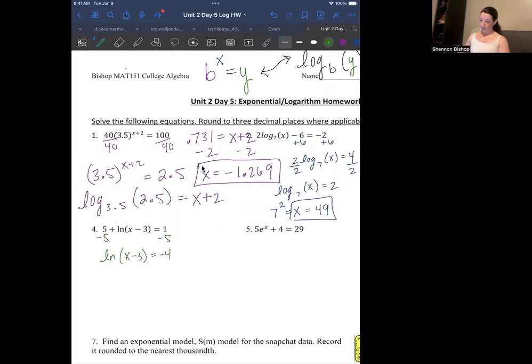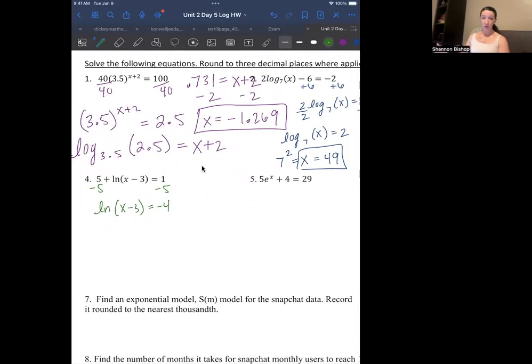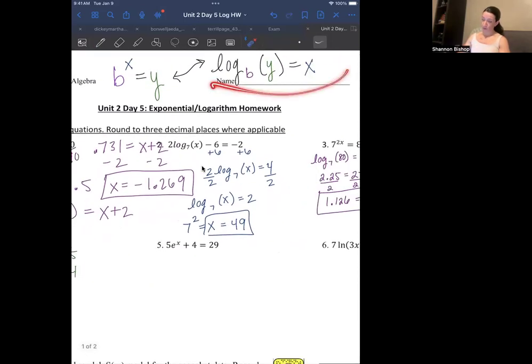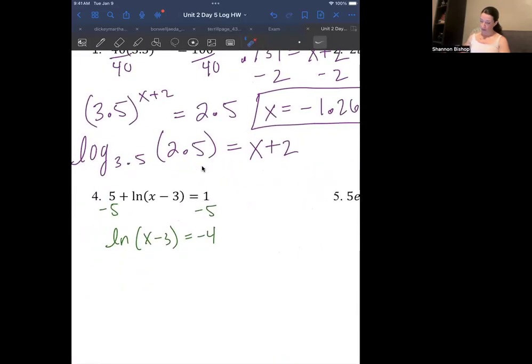Okay, well, this again is where you should be feeling almost stuck because you've gotten rid of the plus 5 and now you're just staring at a log statement and you're like, what the heck does this even mean? Well, again, you're in log form. I know it says natural log, but that's just log base e. So when you look at this statement, you've got base e, exponent -4, result is x minus 3. Everything is there, everything is accounted for.